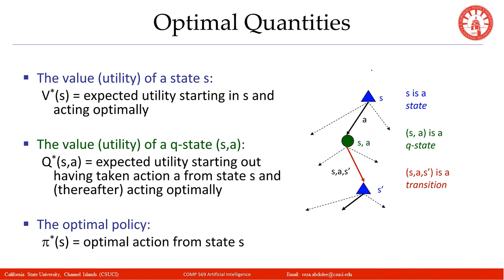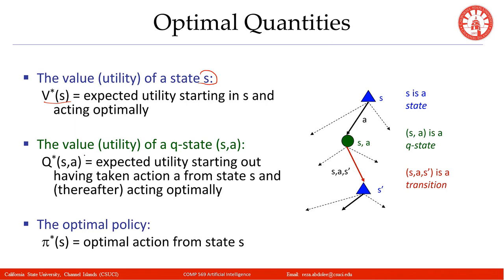Okay, some quantities before discussing the solution to this problem. First is the notion of the value. Each state S is going to have an optimal value that we define as V star of S. And that is defined as the expected utility starting from S and acting optimally afterward. So that's V star of S. That's going to be the utility of S in simple language.